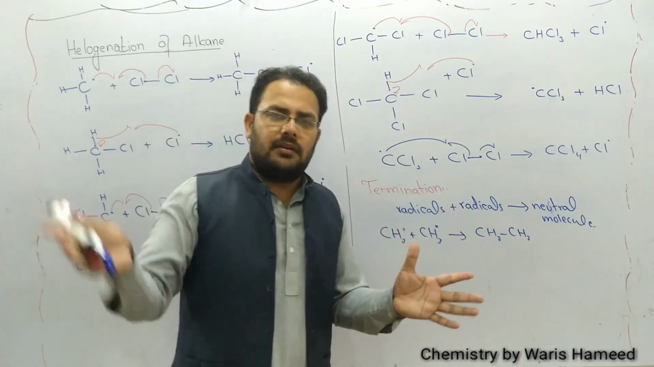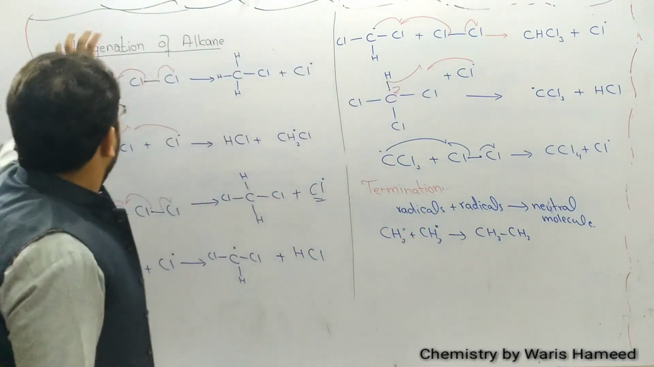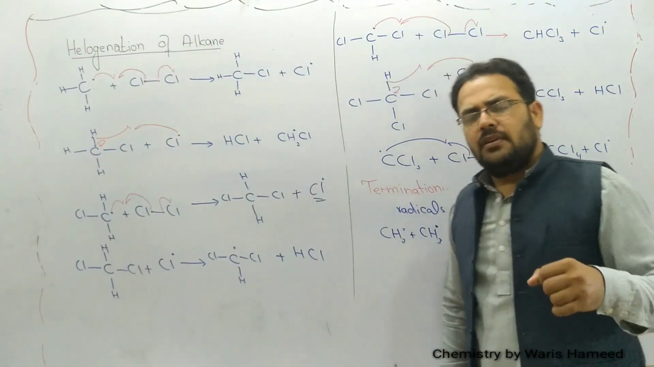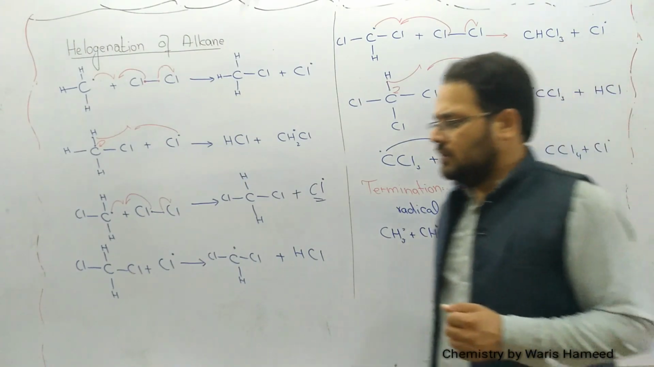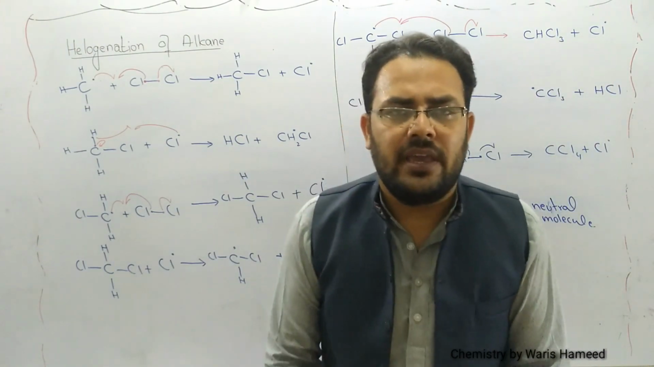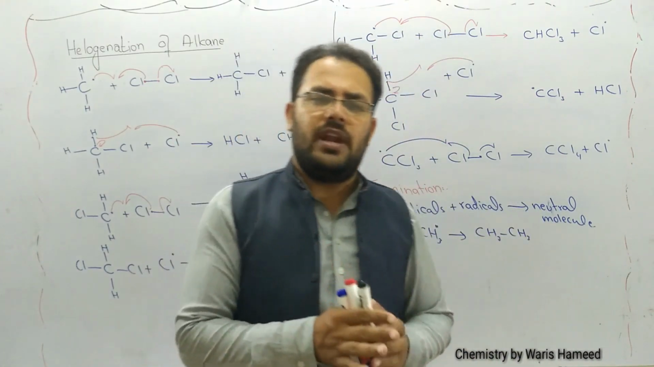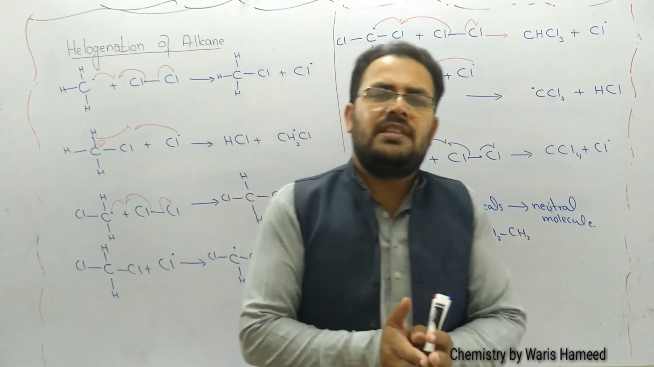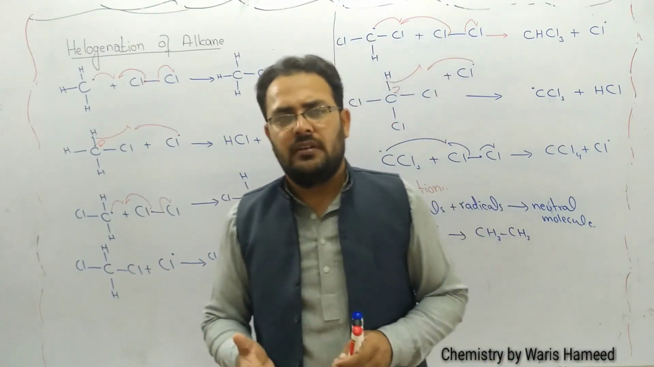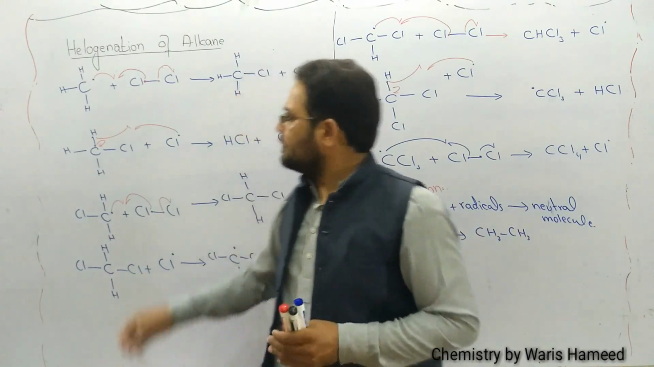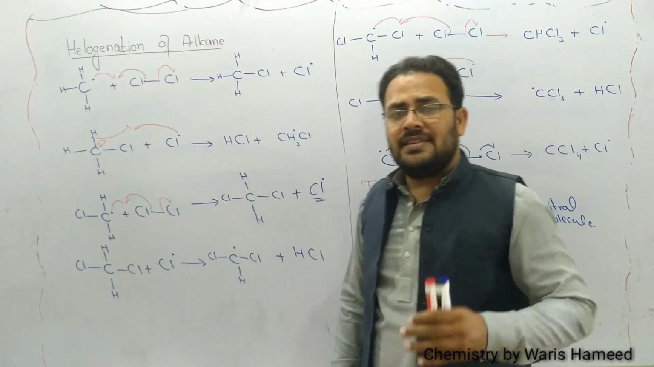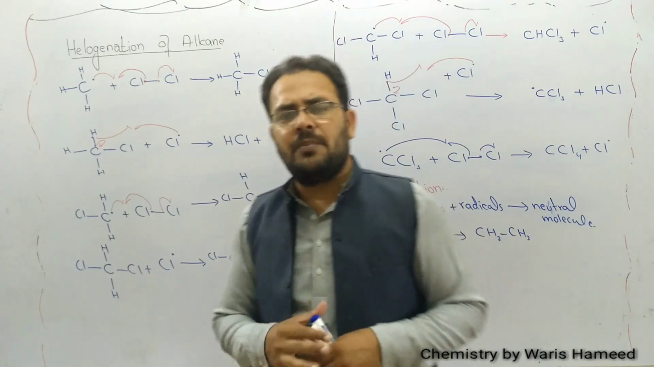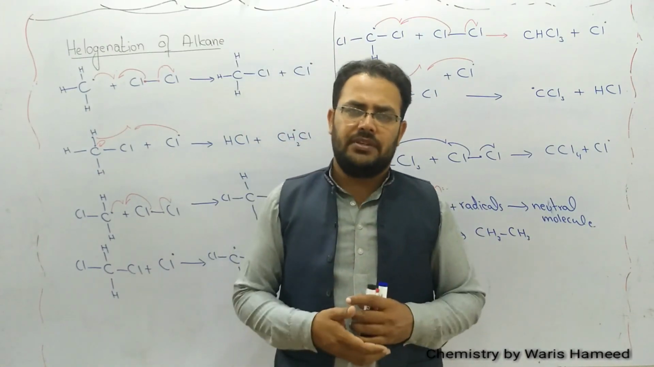Now a little bit of summary about halogenation of alkane. Alkanes are least reactive. They have sigma bonds, and during halogenation of alkane, one hydrogen atom is replaced with another halogen atom. We can also say that it's a radical substitution reaction. Halogenation of alkane consists of three main steps. First is initiation, second is propagation, and the last one is termination.